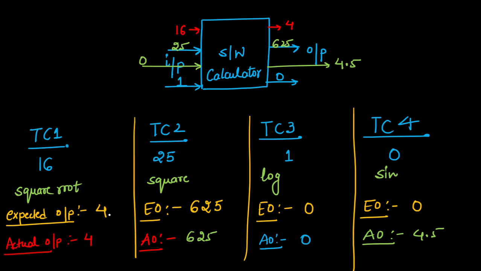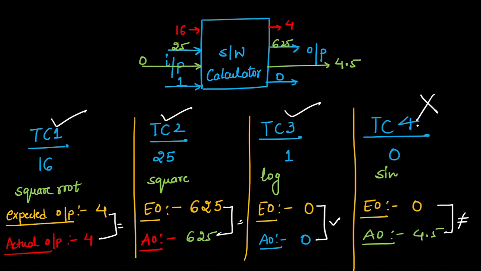Actually, you will check these two values. So these are equal, test case 1 passed. These are equal, test case 2 passed. These are equal, test case 3 passed. Now these are not equal. So test case 4 is rejected.